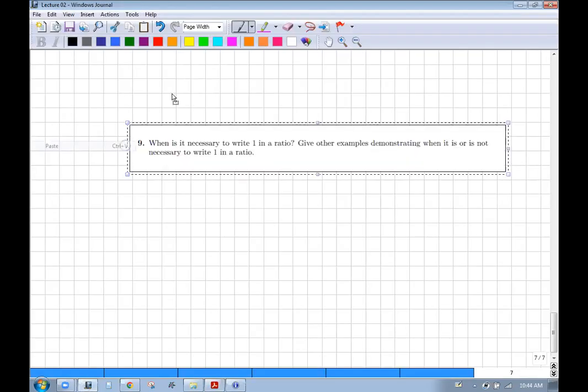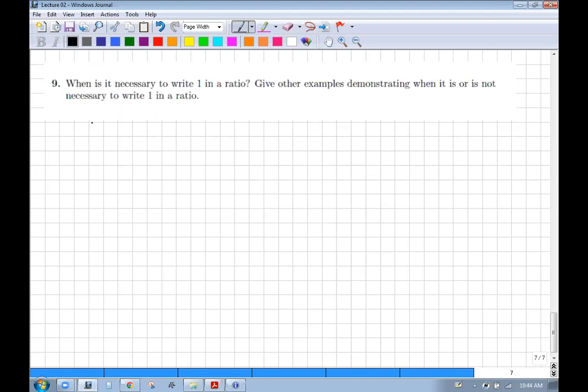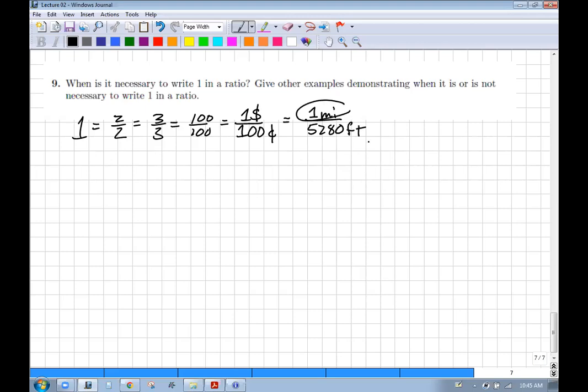When is it necessary to write 1 in a ratio? Well, the number 1 can be written a million different ways. The number 1 is 2/2. It's 3/3. It's 100/100. It's $1/100 cents. It's 1 mile over 5,280 feet. As long as the top and the bottom are equal in value, you have the number 1. So we're going to use the number 1 in a multitude of different ways.